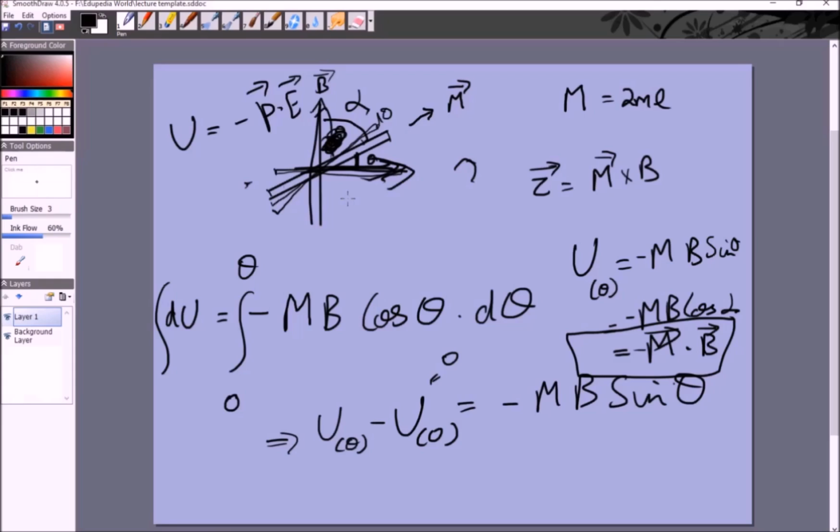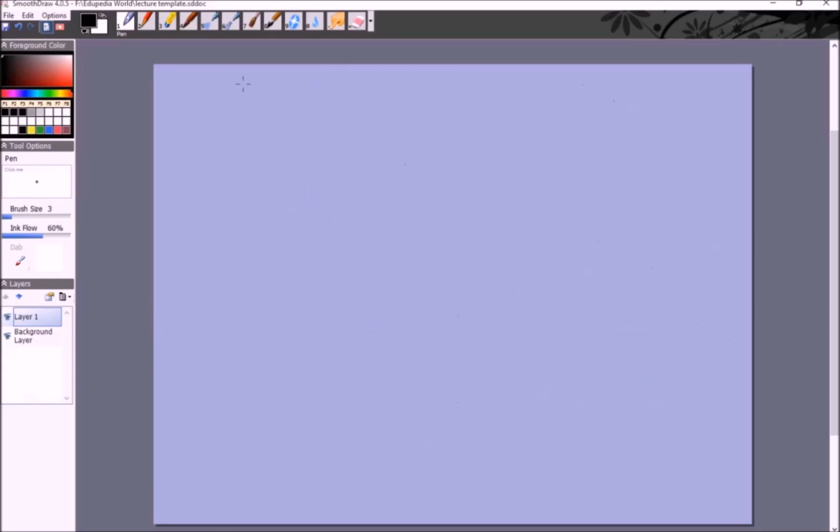Now let's look at the actual field created by a magnetic bar. Actually this video I think is long enough. We'll calculate the magnetic field on the ends, on the axial and broadside positions, just like we did for electric dipoles, due to a bar magnet, but we'll do that in the next video.